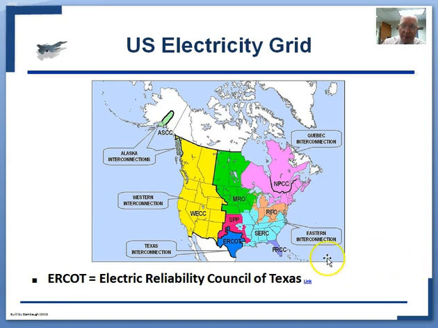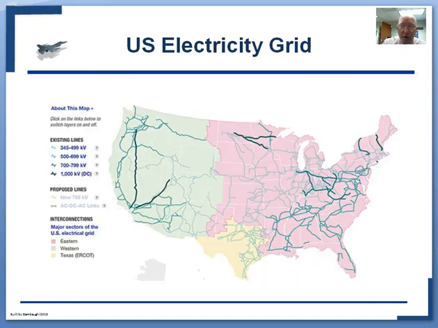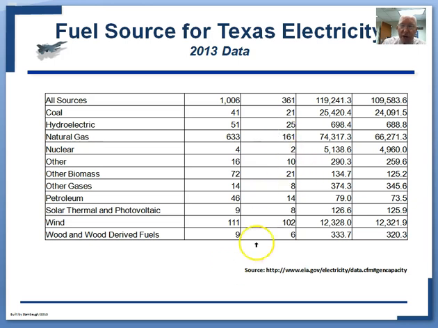The grid, we don't really talk about the fact that Texas is its own island, but it's important that you remember that because it's pretty significant as we go forward. I won't ask you about the fuel sources in particular for Texas, but just keep in mind, remember last year, basically, this is 2013, Texas got about 11% of its electricity from wind.